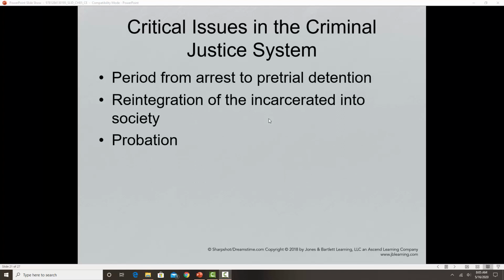Critical issues in the criminal justice system that we have to think about: the period from arrest to pretrial detention. People are sometimes held for a very long period of time, especially if they are not given a bond. So that's definitely something that we have to think about. Do we want to keep people in jail for 3 or 4 years while they're waiting for trial? But it happens all the time because here in the United States, the court system is very slow.